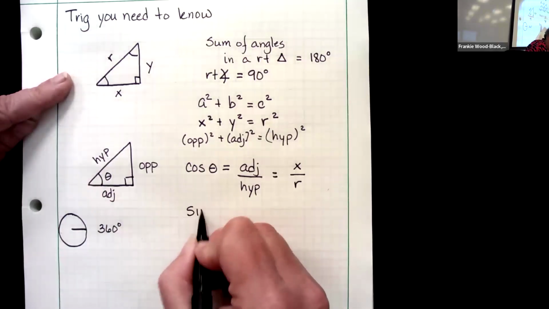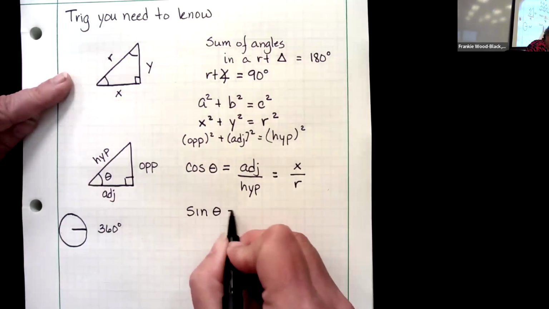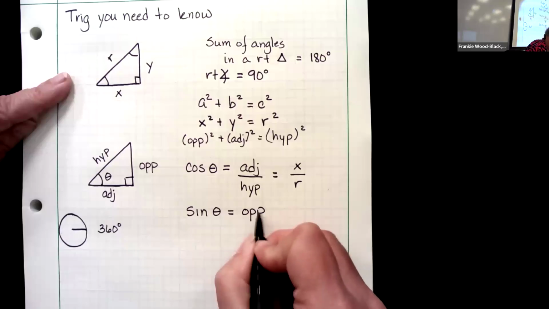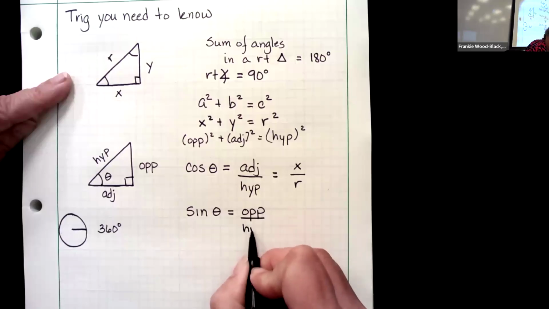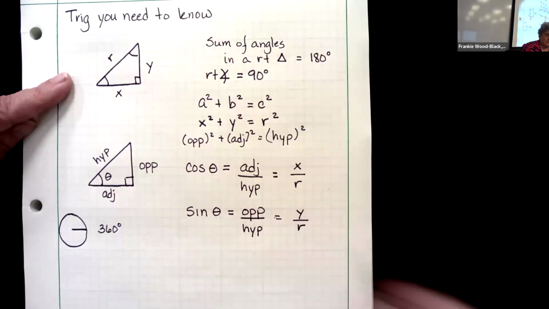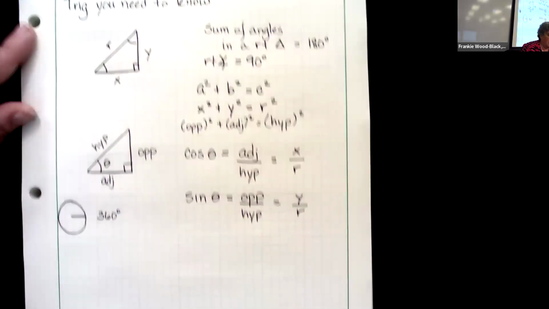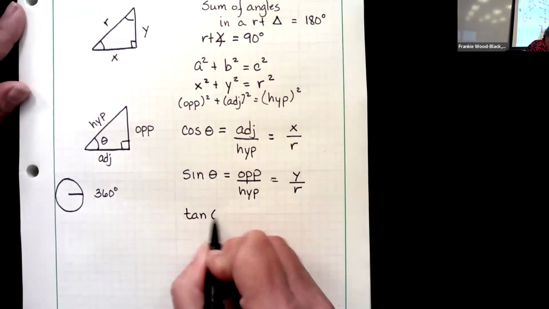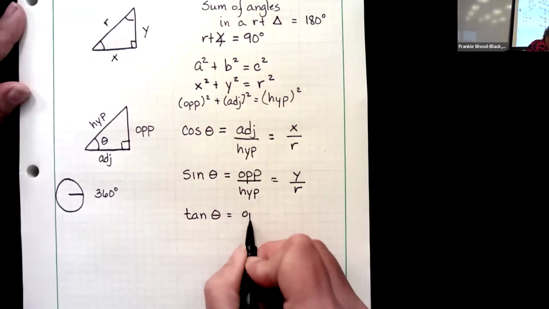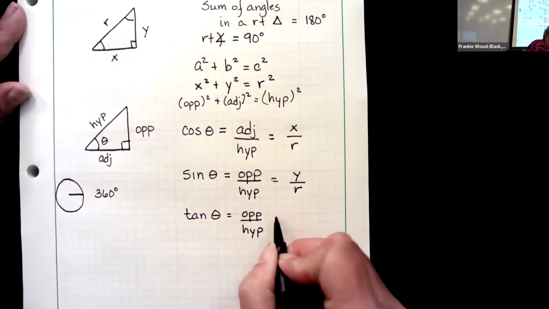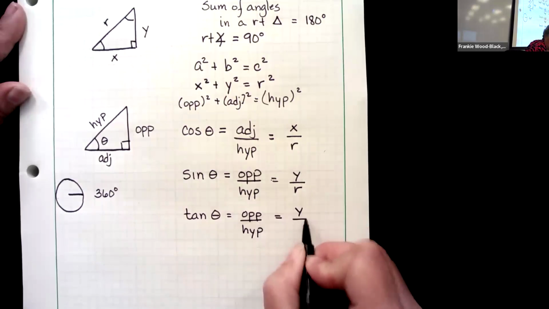The ratio for the sine of the angle is equal to the opposite over the hypotenuse, and that's equal to y over r. And then I can do one other, and that's the tangent of the angle, and that's the opposite over the adjacent, and that's going to equal y over x.